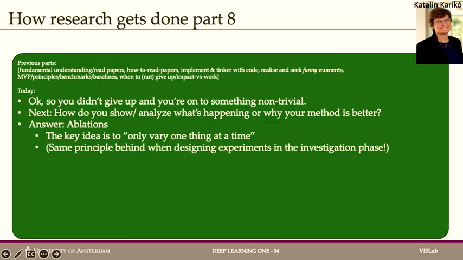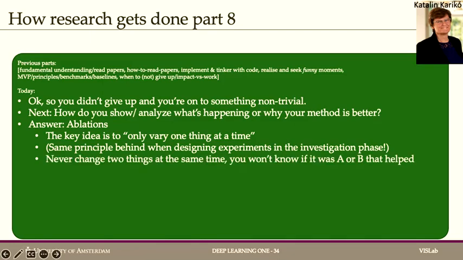And it's the same principle. This is for both writing papers, for showing it to other people, as well as when you design it yourself, when you're trying to investigate what's happening. Only vary one thing at a time, because otherwise you won't know if it was A or B that helped. So if you change the learning rate, but you also change the data set, and your model suddenly starts working, you won't know whether it was your learning rate that was better or it was the data set.